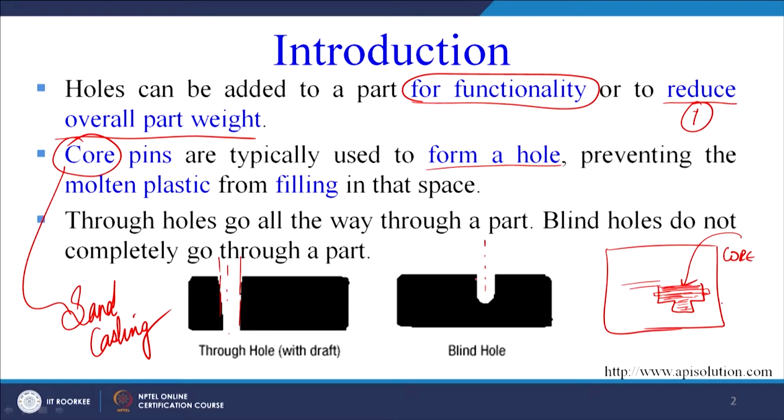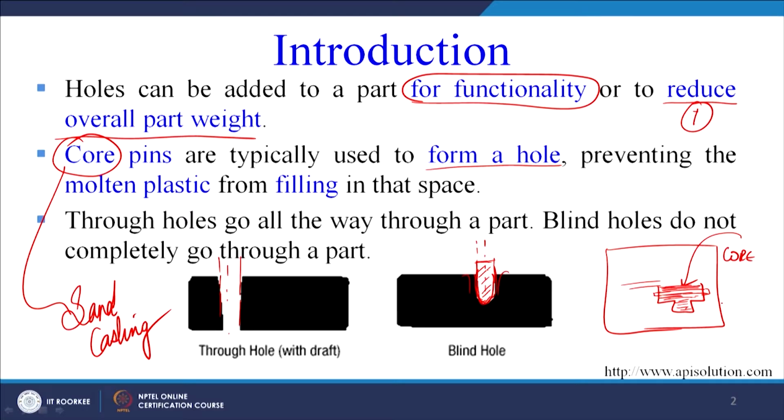So core pins are typically used to form a hole, preventing the molten plastic from filling in that space. Now suppose at this place we have placed a core of this much size, it will not allow the molten plastic to fill this area because this is already filled with the core. So molten plastic will flow around and fill the other area, and we will get a hole here in the plastic after the solidification process.